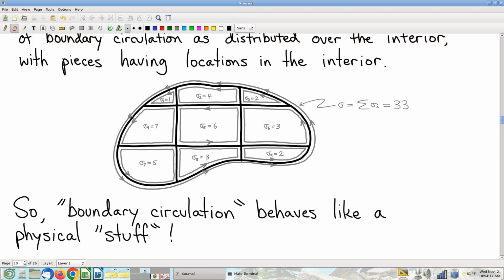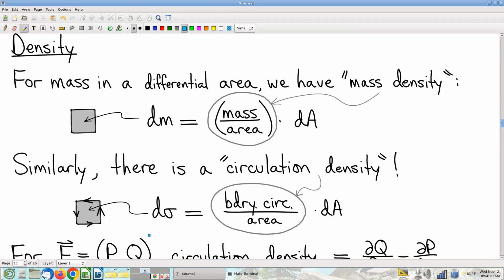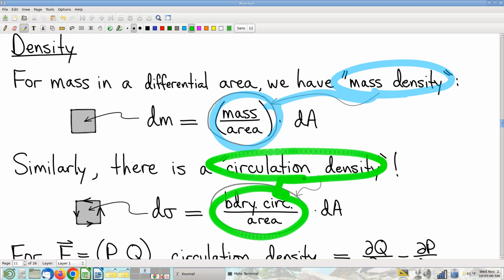All right. With that in mind, let me just remind you, we have this notion of mass density, right? Where you take some little region, and mass per unit area is what we call mass density. Or said differently, it's the thing that you multiply by area to get mass. Take your preference. Well, if circulation actually behaves like mass, then we can kind of do the same thing with circulation. And so what I'm going to claim is that there is this notion called circulation density.